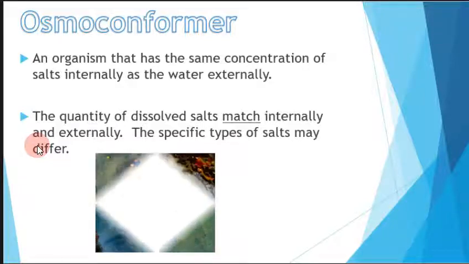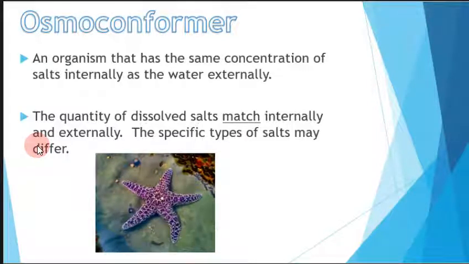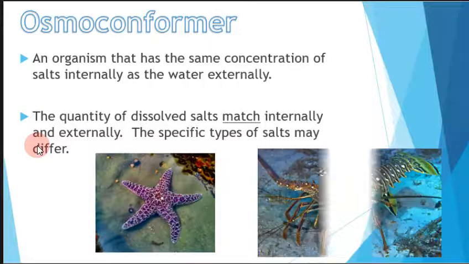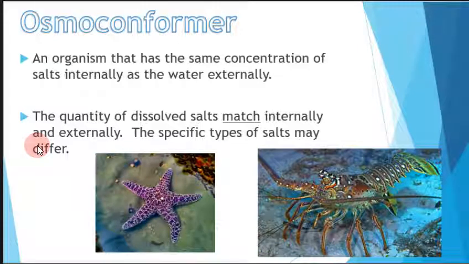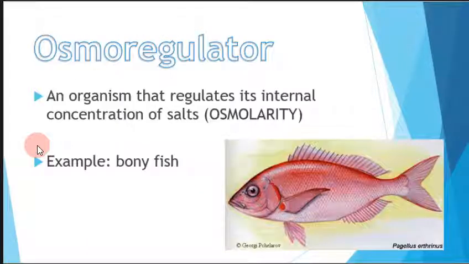Here's one of them right here, a starfish. Starfish just says, yeah, this is where I am, this is what I'm gonna be like on the inside. They just change them, they just conform, that is, to the outside. They change for that. Another guy, what is that? Lobster. Yeah, lobster does that. An osmoconformer. So you can also maybe think of these as less sophisticated because they don't have that internal mechanism to change. Here's our osmoregulator.